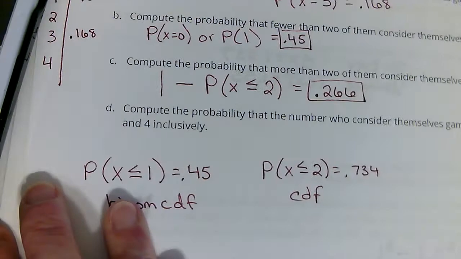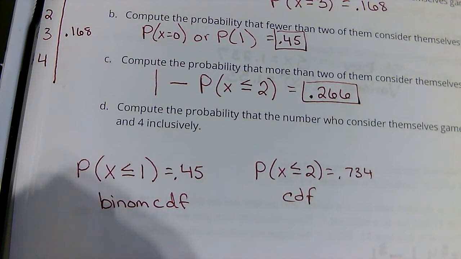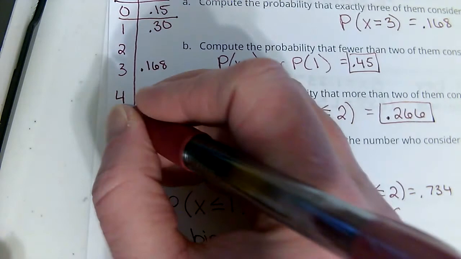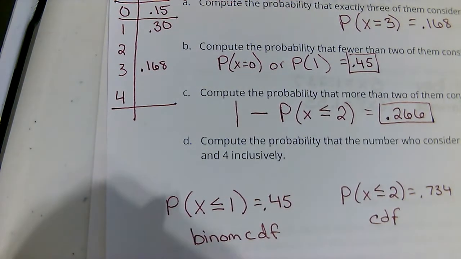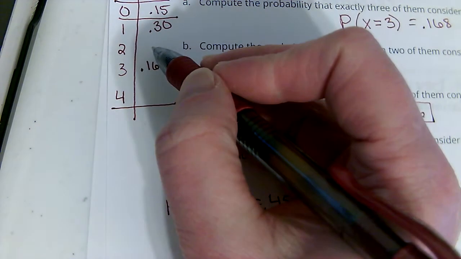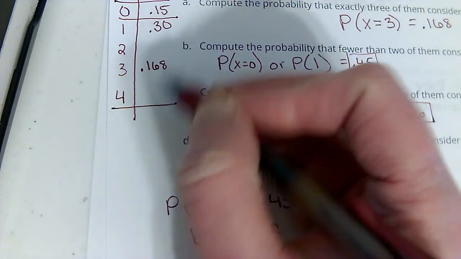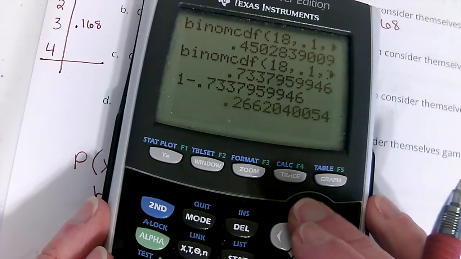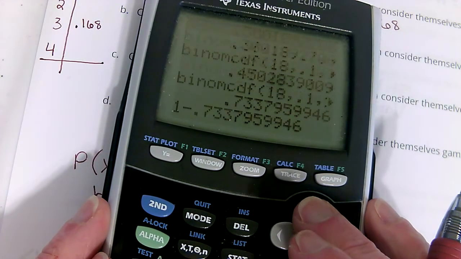Now the last one, compute the probability that the number who consider themselves gamers is between 1 and 4. Well, that would just be between 1 and 4. So there's several ways I could do that. You could find the probability of 2, find the probability of 4, and just add those up. I'm going to actually do that. I'm going to show you different ways you can do this.